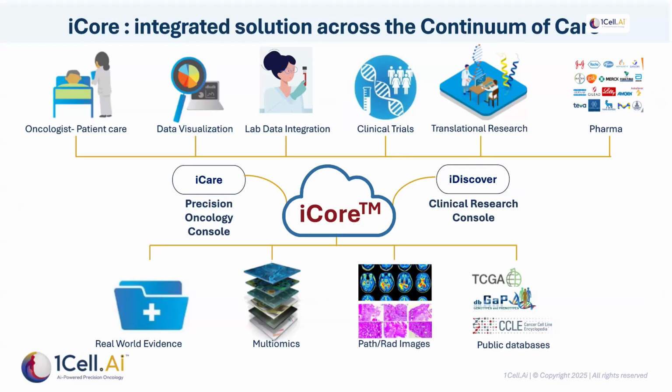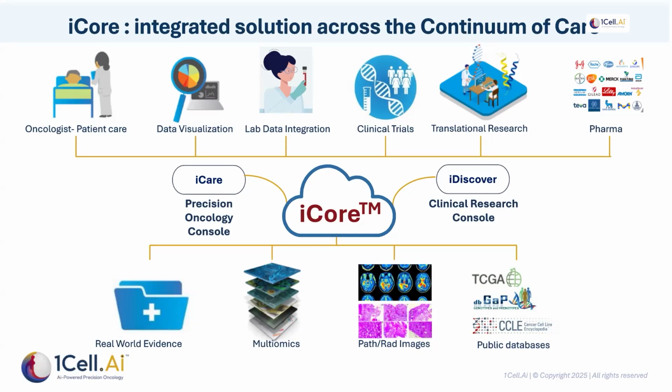is designed to do. iQOR is 1Cell's integrated precision oncology console. Think of it as the intelligence layer that sits on top of the laboratory data. It has two primary interfaces, iDiscover for translational research and clinical trial support, and iCare for the treating oncologist.